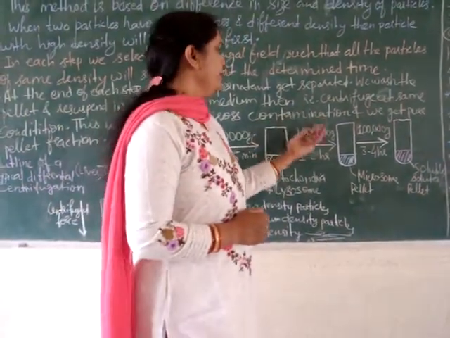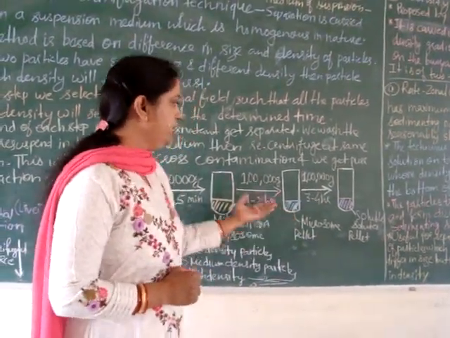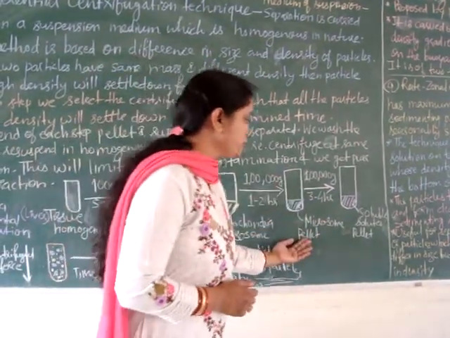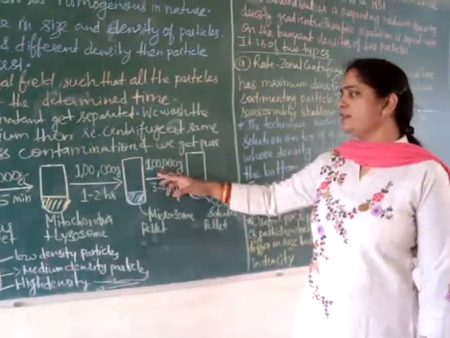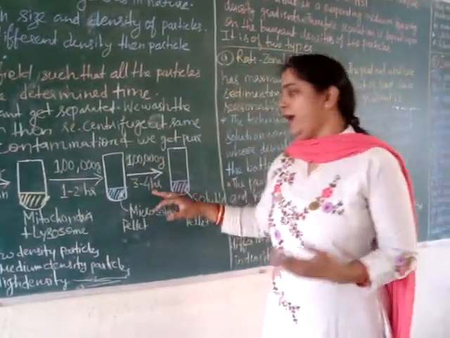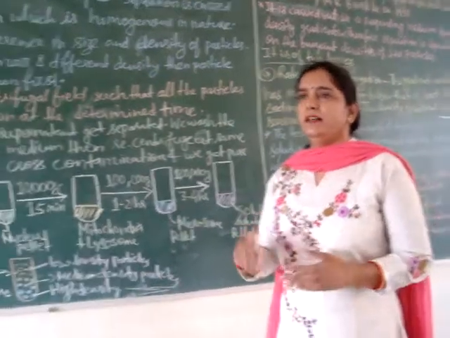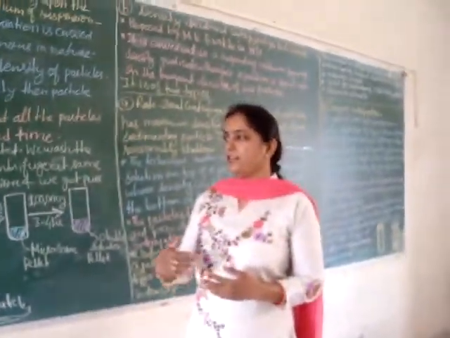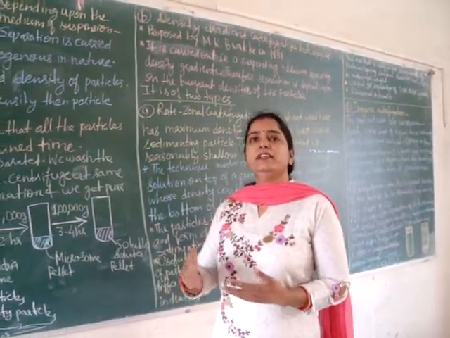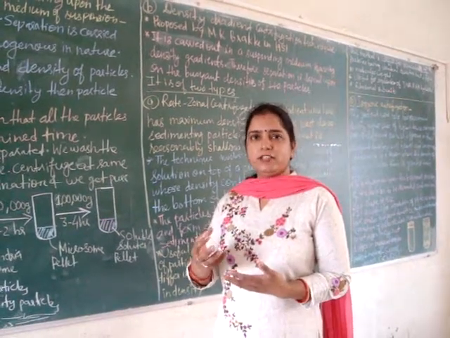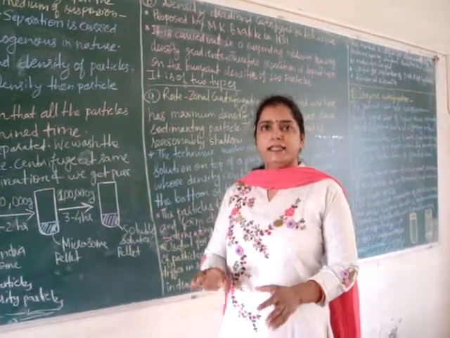Then again we take out the supernatant and centrifuge for 1 to 2 hours at 1 lakh G, and we get the microsome pellet. Again we take out the supernatant and centrifuge at 1 lakh G for 3 to 4 hours. At that time we get the soluble solute pellet. Here you can see that we are increasing the centrifugal force as well as the time of centrifugation. So we get the pellets or fractions of different density. First we get the most dense particle and last we get the least dense particle.